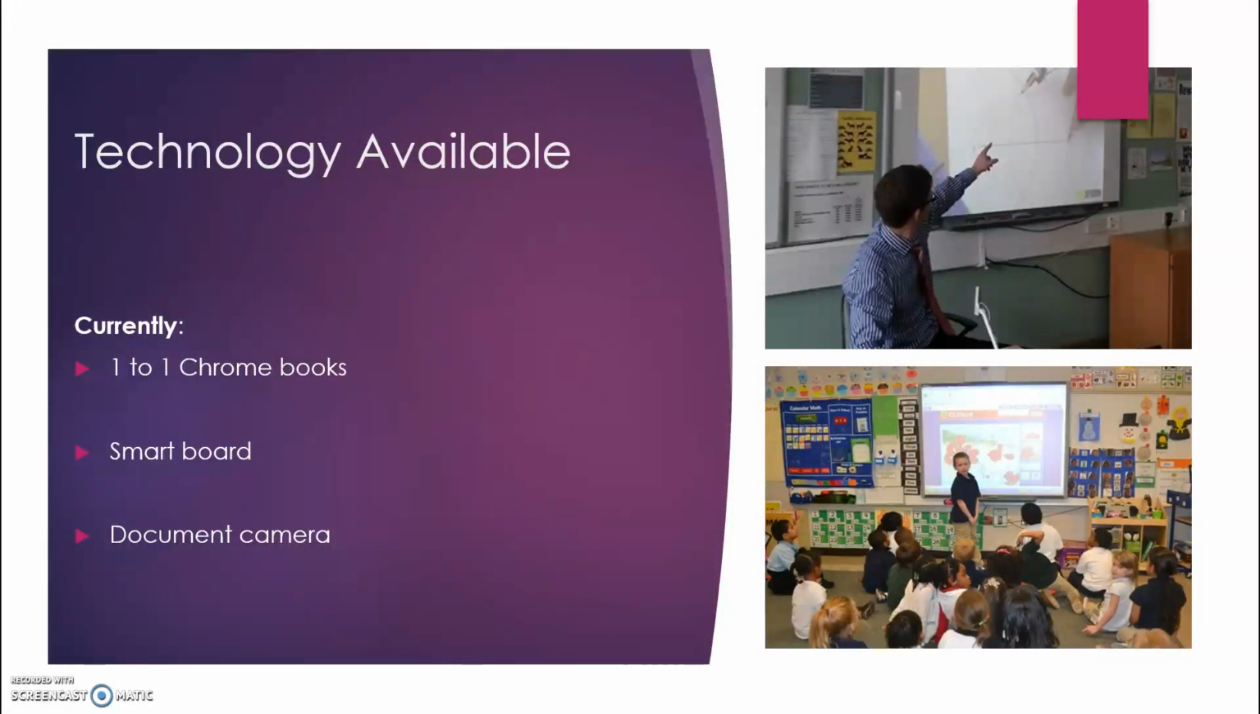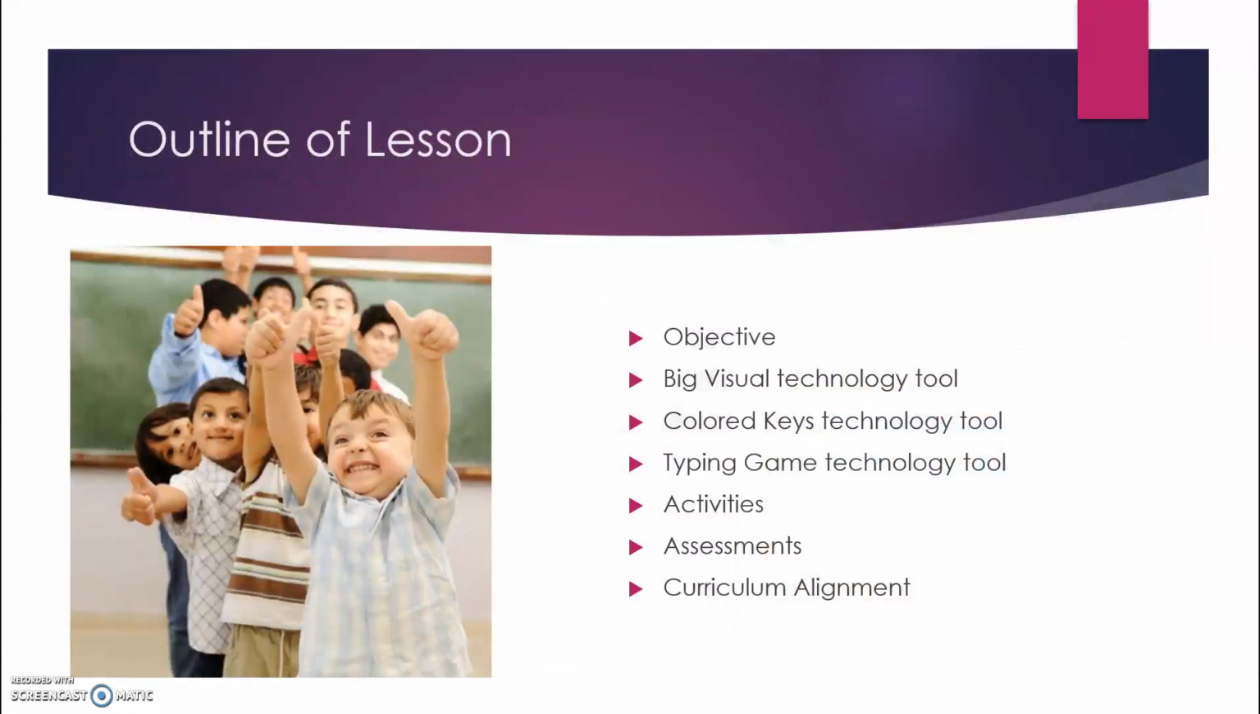The technology that she has available in her class is one-to-one Chromebooks, a smart board, and a document camera. The outline of the lesson that I have put together will cover an objective, the 3 technology tools along with their activities, the ways to assess these tools and the students, and the curriculum alignment that this lesson will target.